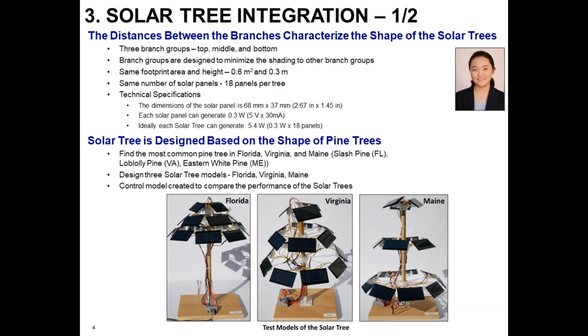The solar tree is designed based on the shape of the pine trees. First, I found the most common pine trees in Florida, Virginia, and Maine, and designed 3 solar tree models based off of them. The control model was created to compare the performance of the solar trees to the conventional solar panel design. The distances between the top, middle, and bottom branch groups characterize the shape of the solar trees. The solar trees have the same footprint area and height, and the same number of solar panels. Here you can see the technical specifications of the solar trees.